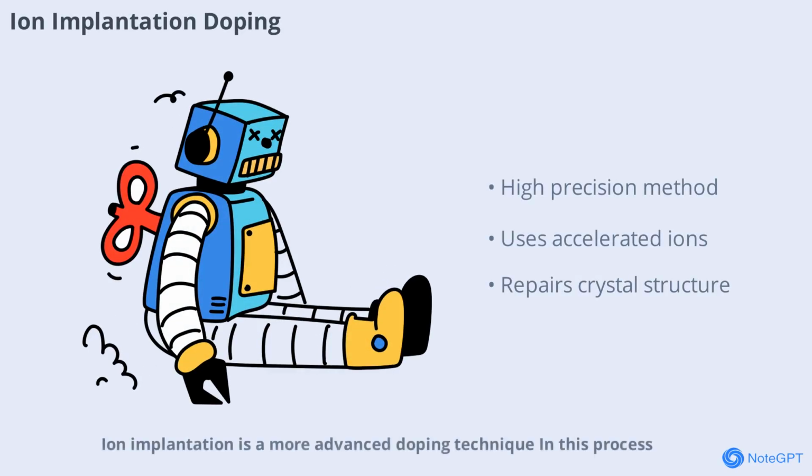Ion implantation is a more advanced doping technique. In this process, dopant ions are accelerated and shot into the semiconductor wafer at high speeds. This allows for very precise control over the location and concentration of dopants. After implantation, the wafer is usually heated to repair any damage to the crystal structure. Ion implantation is essential for creating complex semiconductor devices with fine features.